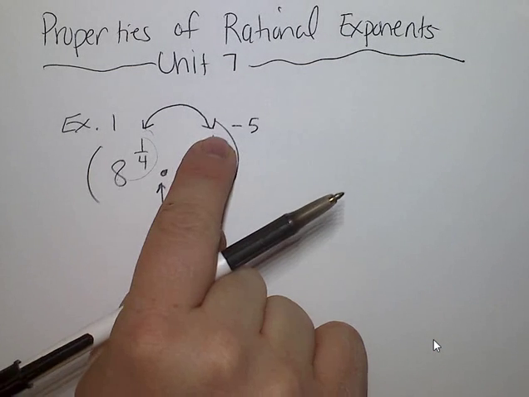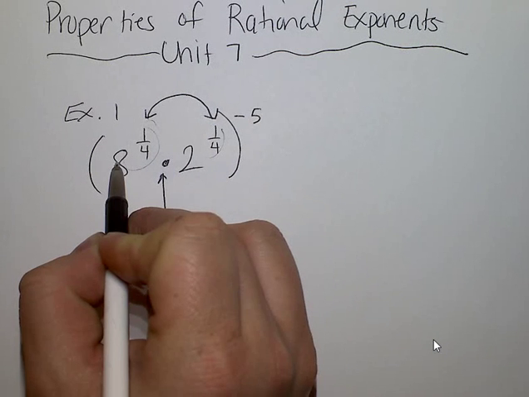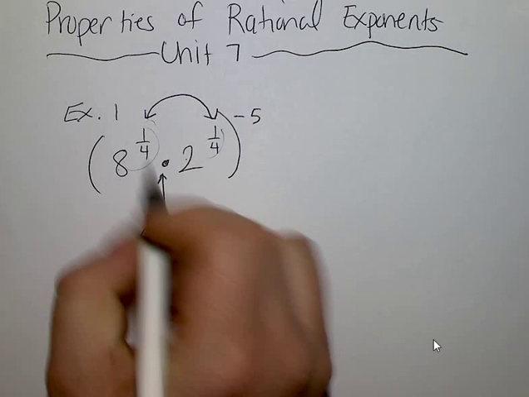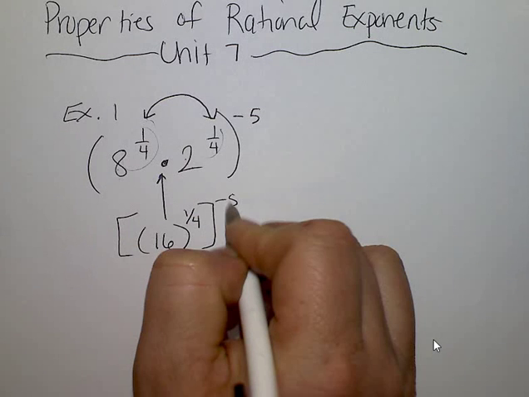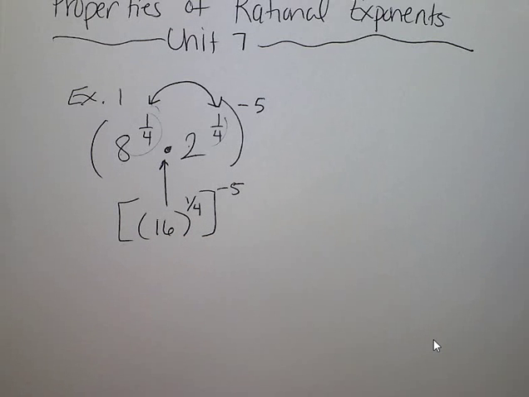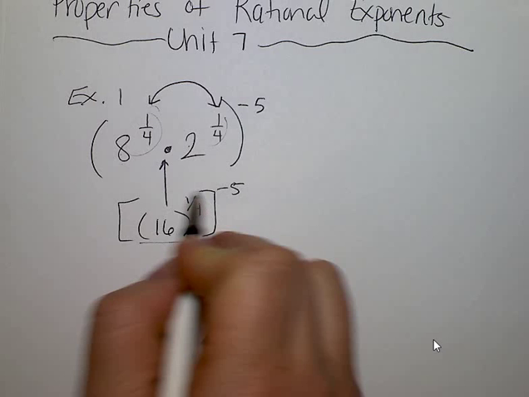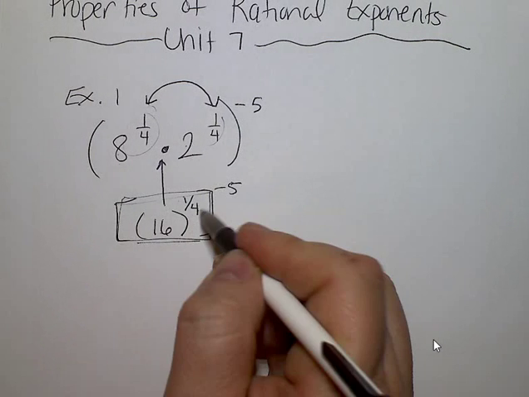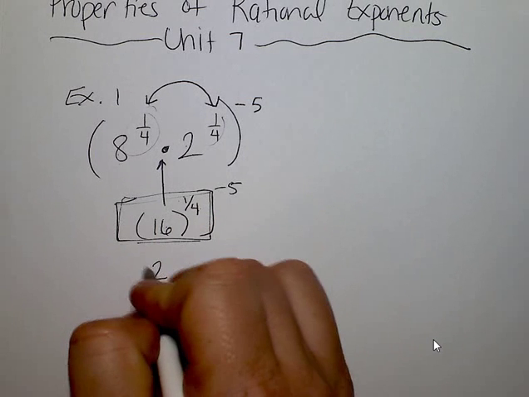So what we're going to do is perform the operation it asks you to do. So 8 times 2 is 16. Now, reapply the exponent that you pulled away. And I have 16 to the 1/4 raised to the -5 power. We're evaluating here. We're not solving. When you evaluate the inside of the brackets, 16 to the 1/4 power, that means what times itself 4 times equals 16? The answer is 2.